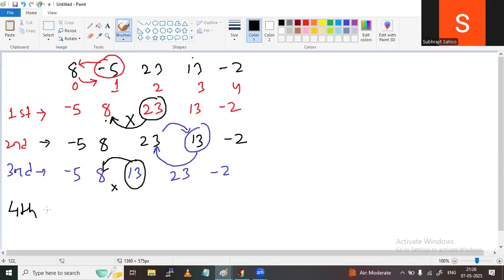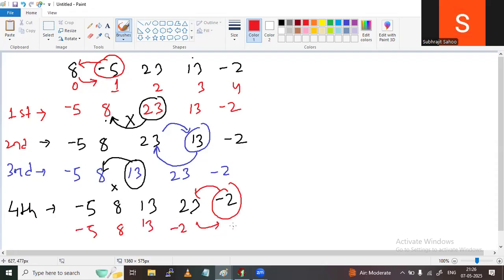Now coming to the fourth pass. In the fourth pass, what are the elements? -5, 8, 13, 23, and -2. Now in the fourth pass, I will take which element? -2. Is it required to swap, sir? Yes, it is required to swap. So it becomes -5, 8, 13, -2, and 23. Then again check -2 with 13. Is it required to swap? Yes, sir. Again, it is required to swap because -2 is the lesser number. So the result in the fourth pass is continuing: -5, 8, -2 came here, 13 goes here, 23 goes here.